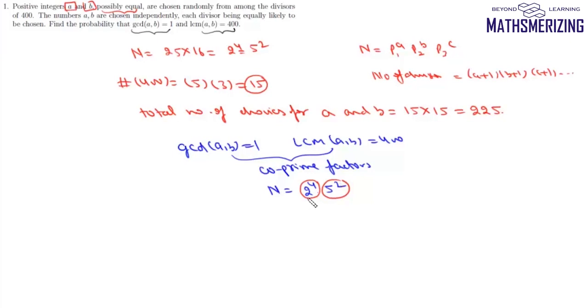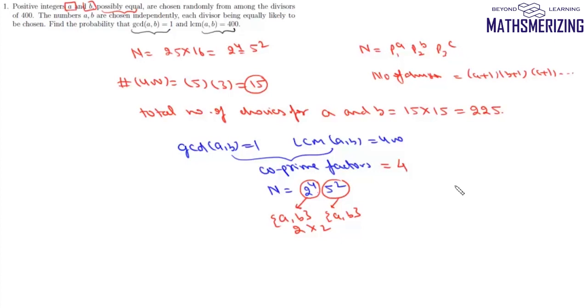So for 2 to the power 4 we have two choices: either it will go to a or it will go to b. In the same way for 5 square, again we have two choices, either a or b. So we have two choices for 2 to the power 4 and two choices for 5 square. So the total number of coprime factor pairs is simply 4.